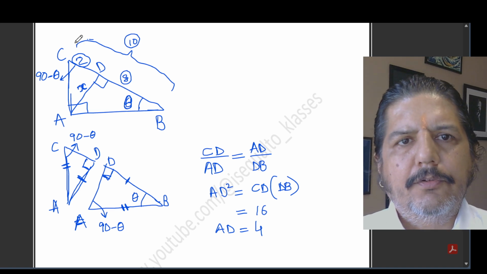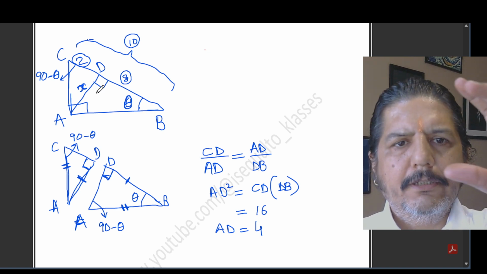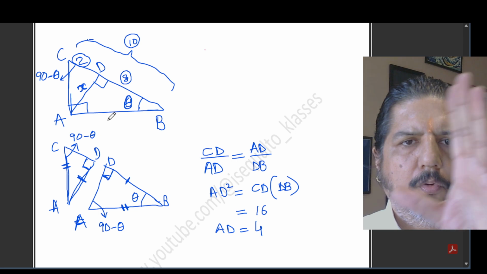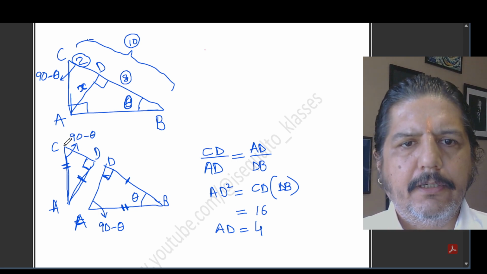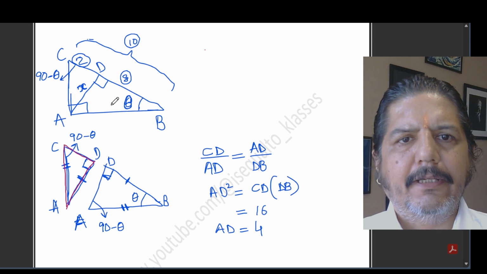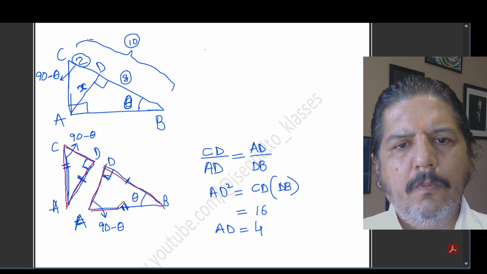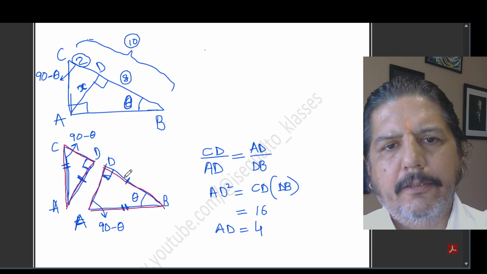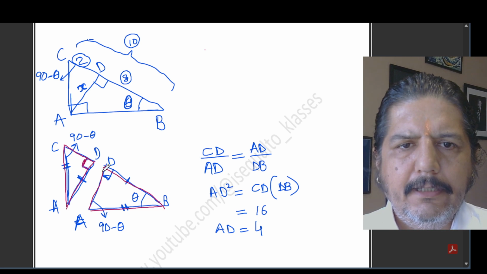So see, this is my triangle. I have broken the whole of the triangle into two parts. One is my triangle CDA, and the second part is DAB. These two triangles are sorted. Now I want to prove the similarity. So I understand that this angle and this angle, both of these angles, are 90. So one part is done.